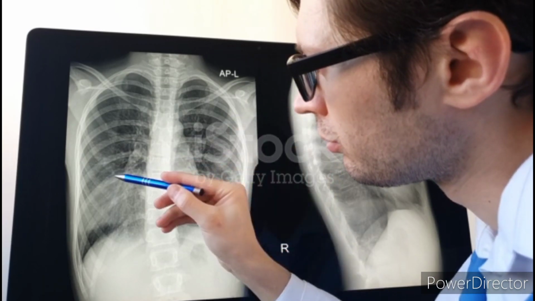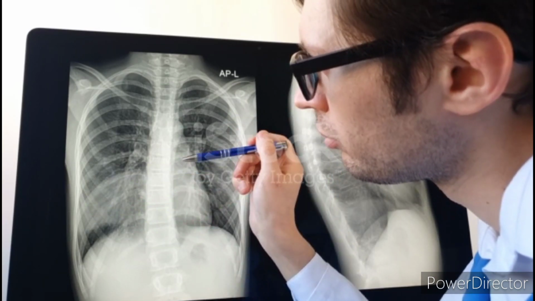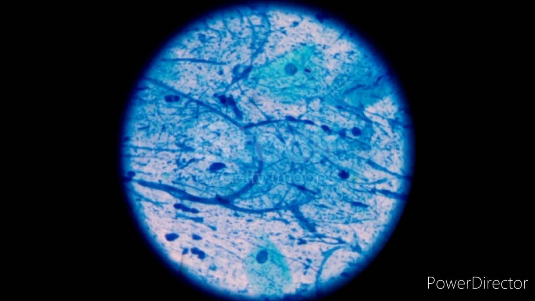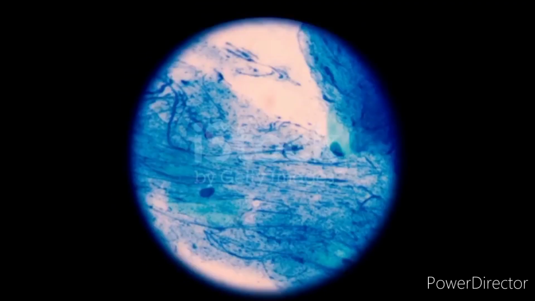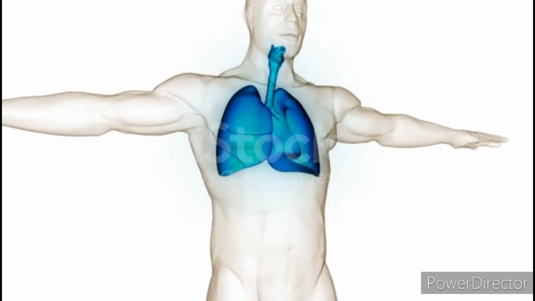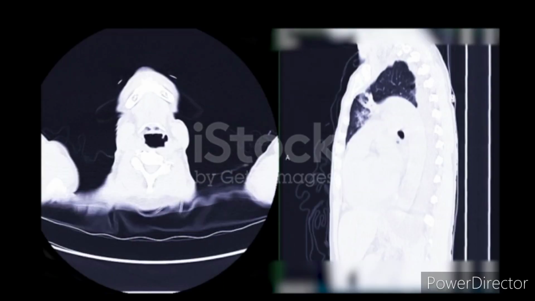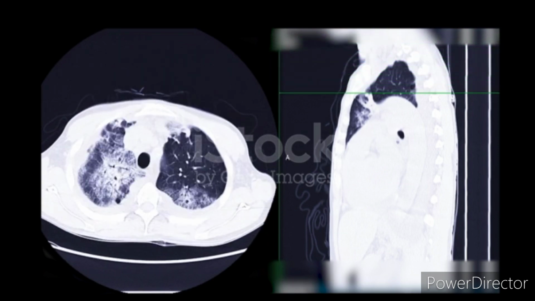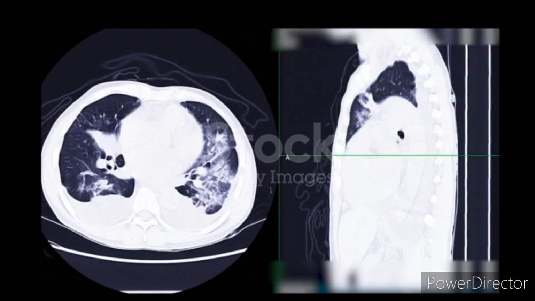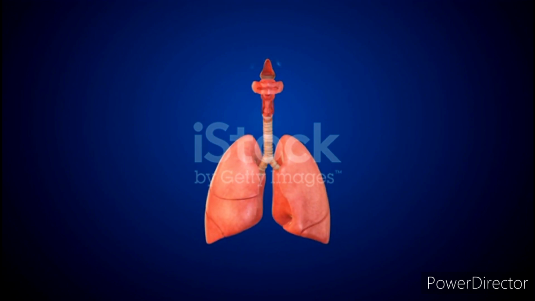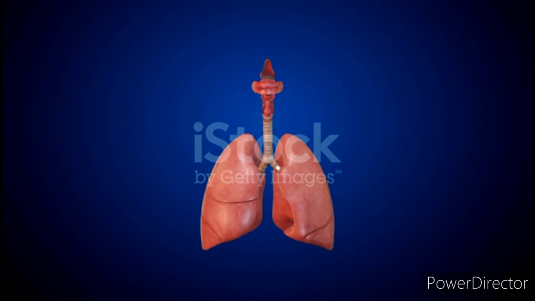Blood test. A blood test can detect the presence of TB antibodies in the blood. Sputum test. This test involves collecting a sample of sputum, mucus coughed up from the lungs, and examining it under the microscope to look for the presence of TB bacteria. Chest X-ray. A chest X-ray can show the presence of TB in the lungs.